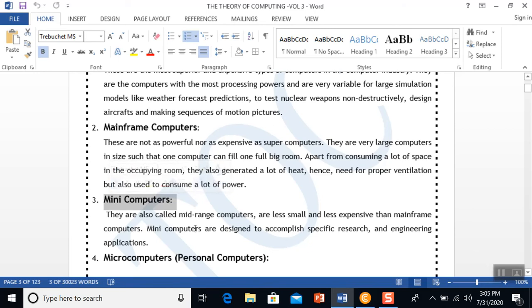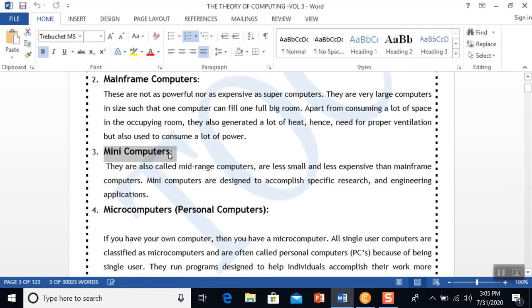We normally face this question in multiple choice questions of our theory paper. It would ask you which of the following computers are specialized computers. Obviously, your response should be mini computers. They are also known as the mid-range computers.